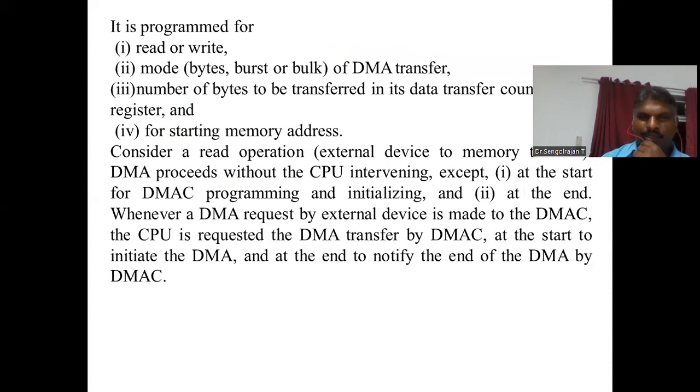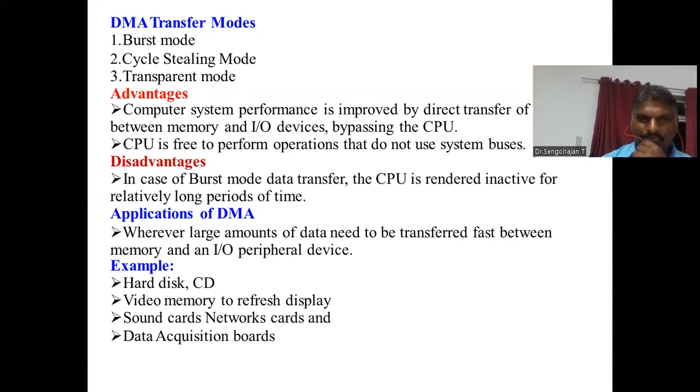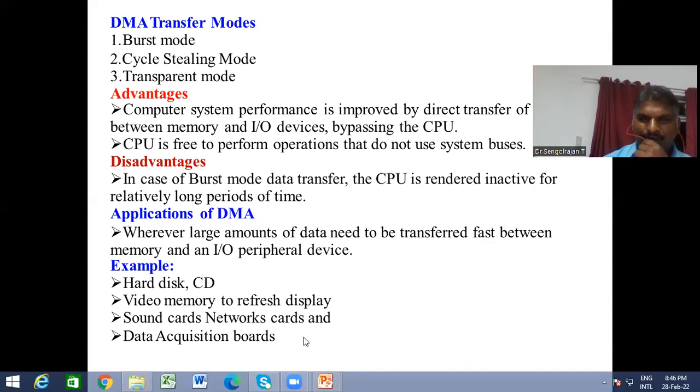Then the DMAC is programmed for read or write, as well as for transferring the data in terms of bytes, burst or bulk. The number of bytes to be transferred is held in its data transfer count register, along with the starting memory address. There are three modes as I said earlier. One is burst mode, cycle stealing mode, and transparent mode. Burst mode means bulk data in terms of kilobytes will be transferred. Cycle stealing mode is a medium rate data transfer, and transparent mode means the next mode of transfer.